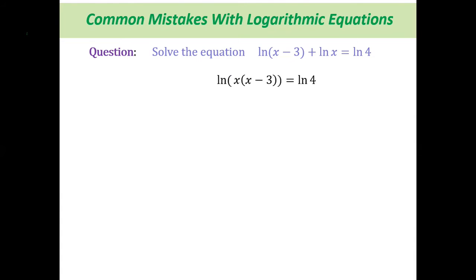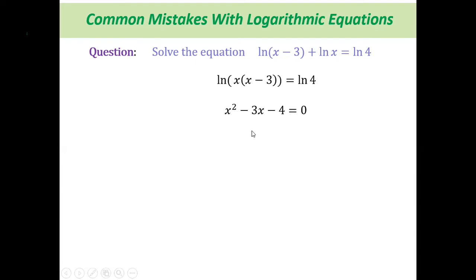We get ln of the product since we have an addition, so we have a sum. So it will be a single ln, with a product inside. So we have ln of x times (x minus 3) equals ln of 4. Now we have two logs with the same base, so we can drop them. We get x times (x minus 3) equals 4.